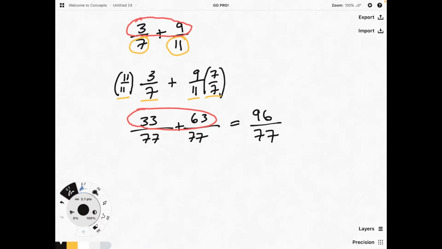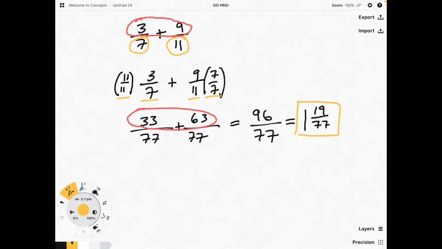At 96 over 77, this can be reduced down. There is 1 77 within 96, and what's left is 19. Therefore, our answer is 1 and 19 over 77.